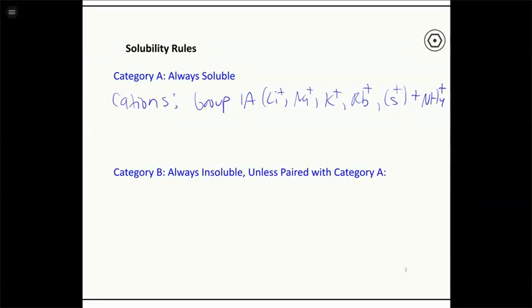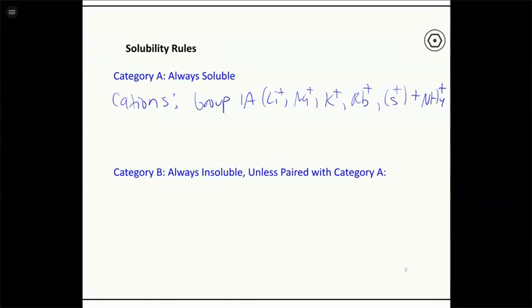So most of the always soluble cations are going to be those from group 1A on the periodic table. So that's going to be lithium plus, sodium plus, potassium plus, rubidium and cesium. So all those group 1A monocations. And then there's one more, which is a little bit weird, but NH4 plus, ammonium, a polyatomic cation. So if your compound has one of these cations in it, it doesn't matter what the anion is, it will be soluble. You don't even have to think about the anion.